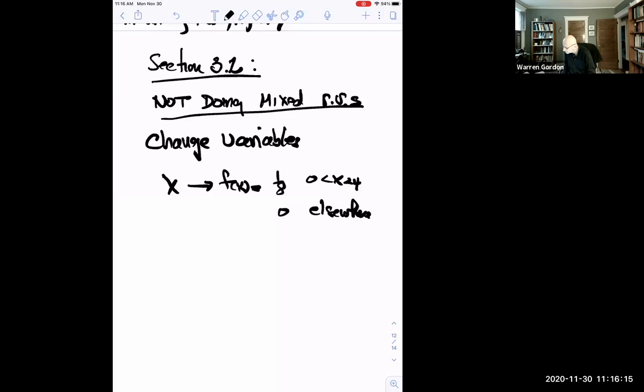And I make a change of variables. I say, here's a new random variable y, which I'll call some function of x. And I say this is equal to 4 times x minus 2. I want to find the PDF of this new random variable.